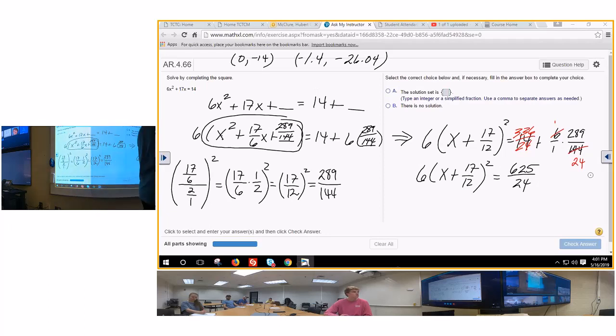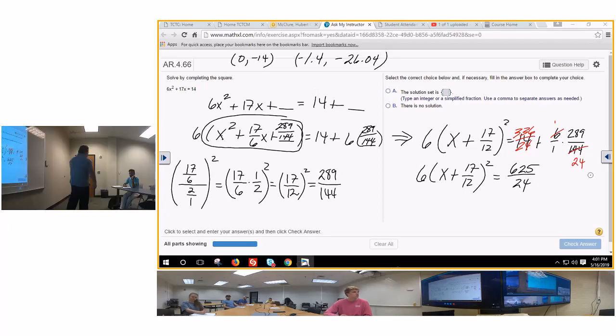All right, now finish it. Divide by 6 on both sides, which means you're going to multiply by what? 1/6, which is going to make that 24 times 6, going to make it 144, which means perfect square.